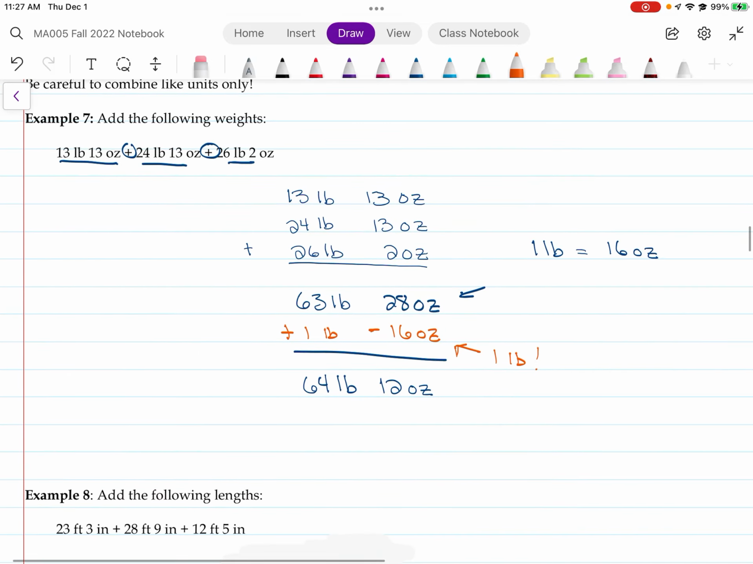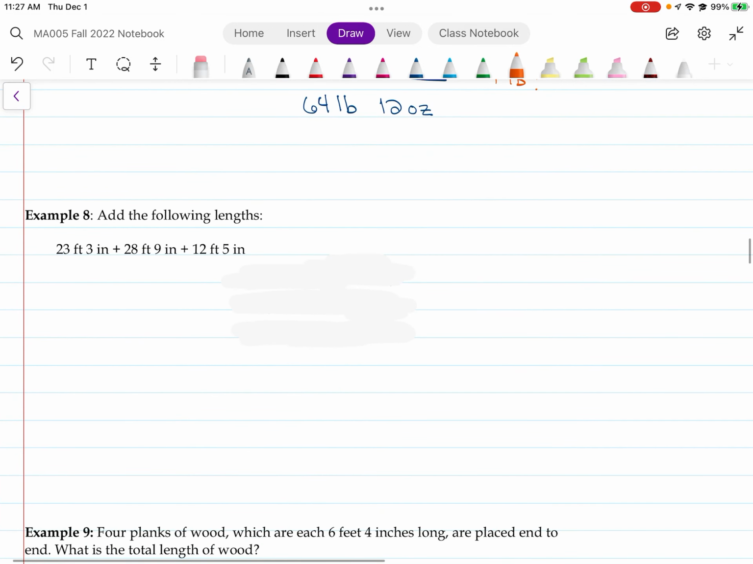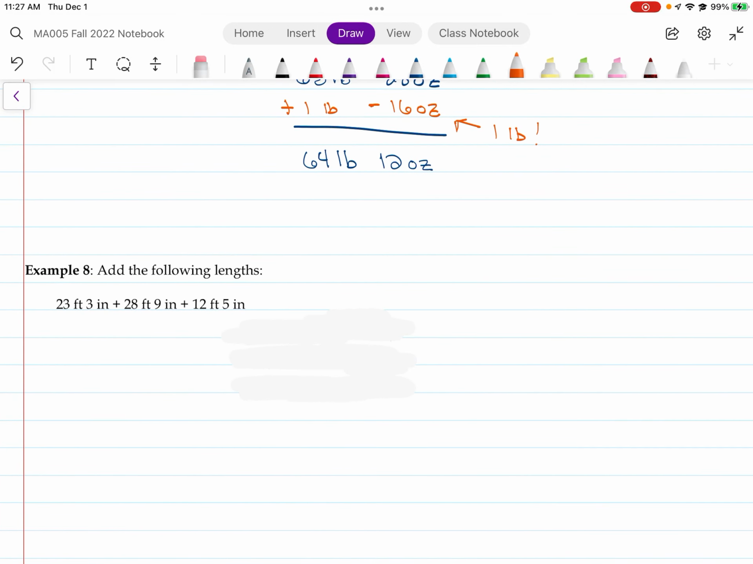Okay, so I've got another one for you to try on your own. So add these lengths. This time it's in feet and inches. So pause the video and give this one a try and see what you can do with it.